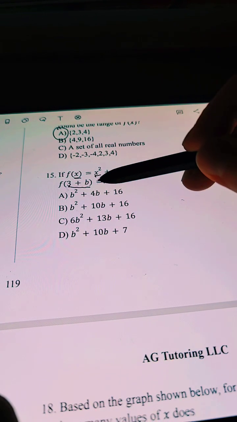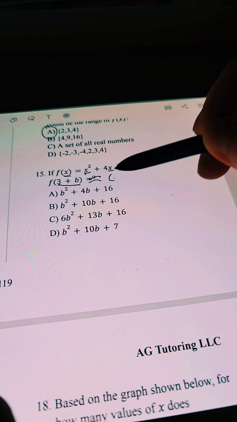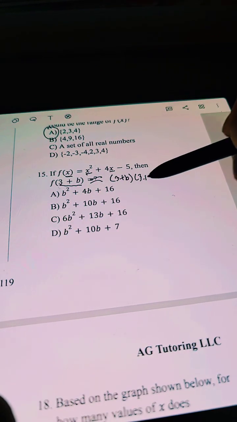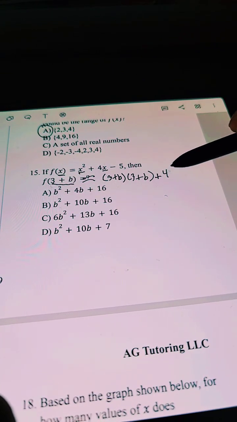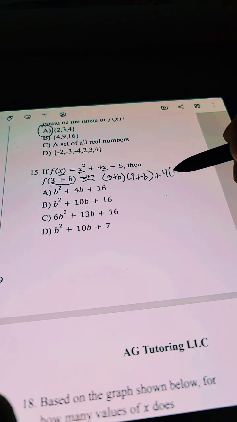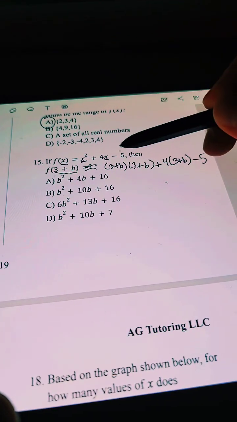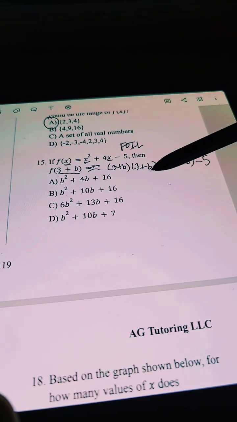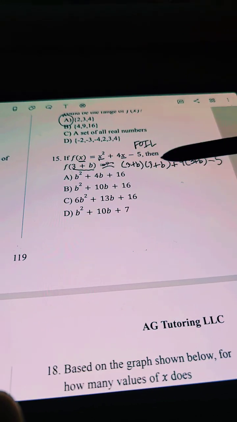So that's what I'm going to do. I'm going to say, well, I'm just going to make this an equal so I don't have to rewrite that. So I'm going to say, instead of x squared, I have 3 plus b squared, which is the same thing as 3 plus b times 3 plus b. And then we're going to have plus 4 times x is going to be 3 plus b, and then minus 5. So now, remember, whenever you have two terms plus or minus in parentheses times 2 terms plus or minus in parentheses, you have to FOIL.